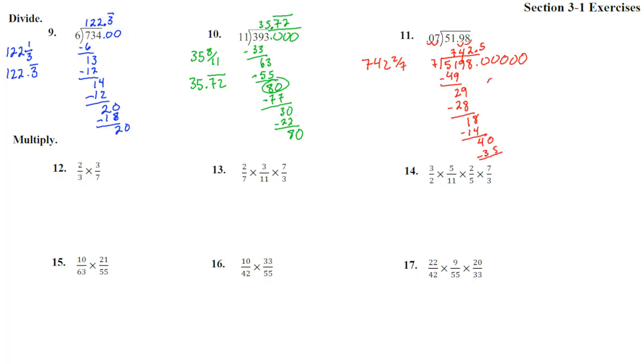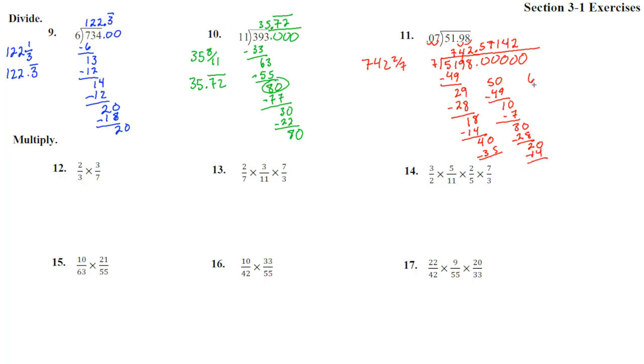So let's start up here. Drop down a 0. 7 goes into 50 7 times. That's a 49. Subtract and we get 1, 0. 7 goes into 10 once. 1 times 7 is 7. Subtract and we get 3. Drop down a 0. That's 30. 7 goes into 30 4 times. 4 times 7 is 28. Subtract and we get a 2. Drop down a 0. 7 goes into 20 twice. 2 times 7 is 14. Subtract that and we get a 6.